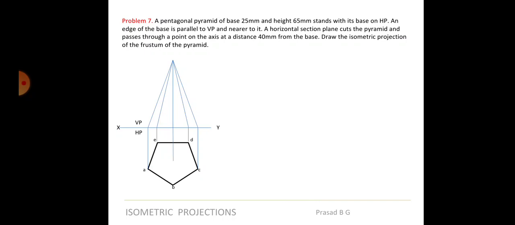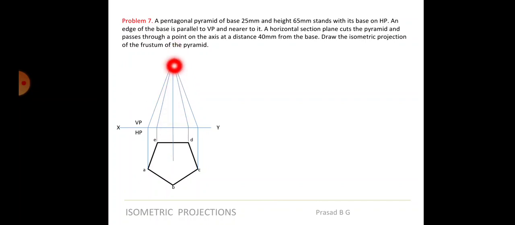Next, what you have to do as per the question, if you see the question properly, it says that a horizontal section plane cuts the pyramid and passes through a point on the axis at a distance of 40 mm from the base. Okay, so this pyramid is actually cut and it is cut straight. That is also mentioned here. See, it cuts the pyramid and passes through the point on the axis at a distance of 40 mm from the base. So where is the base now? This is the base. So from here, not from the apex here, don't make that mistake.